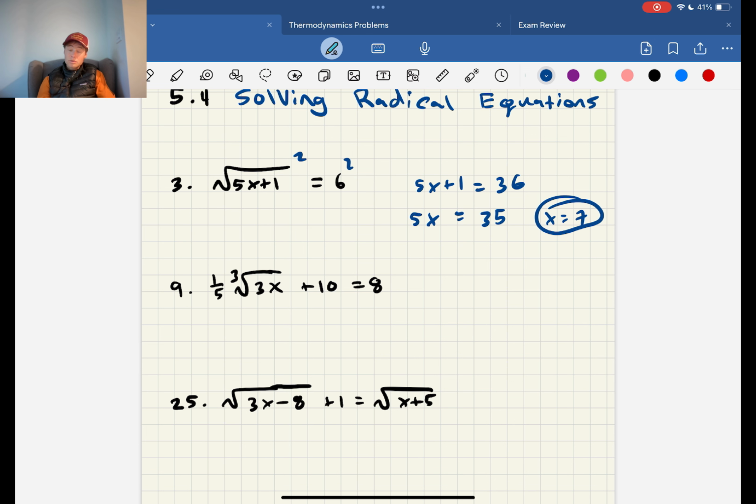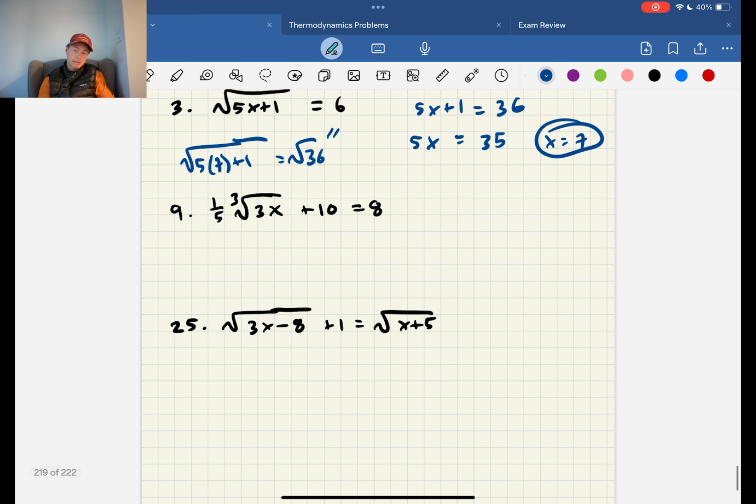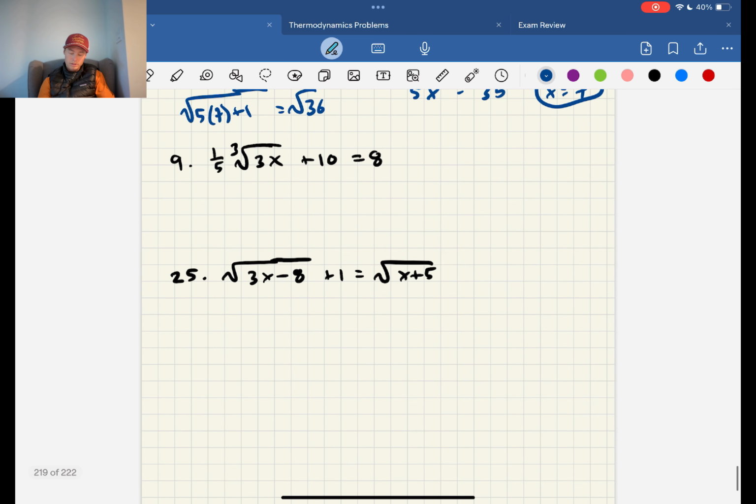Great. One thing you do want to do with these is you want to check for extraneous solutions, meaning you want to plug your number back in and see if it makes sense. So plug it back into the radical. So square root of 5 times 7 plus 1. 5 times 7 is 35 plus 1 is 36, which is 6. So that works out. Sometimes it won't work. That's why you have to check for extraneous solutions.